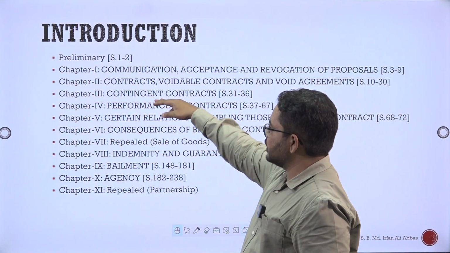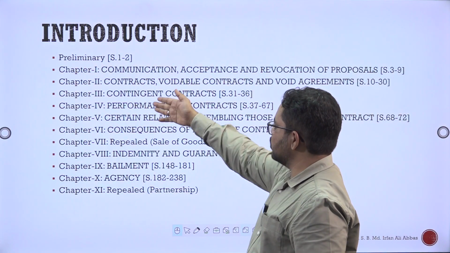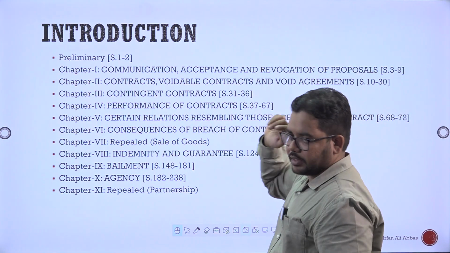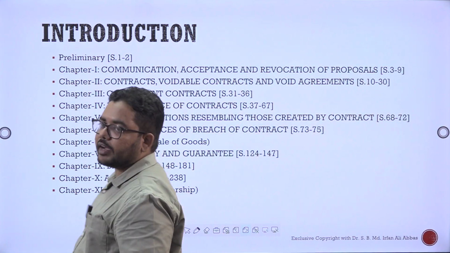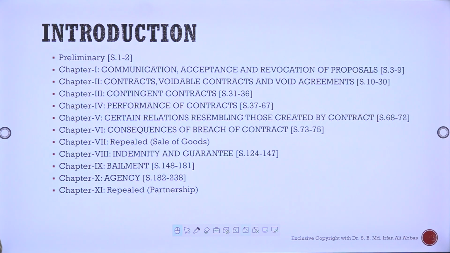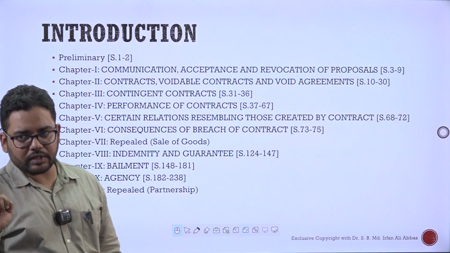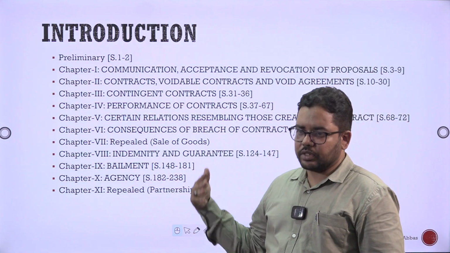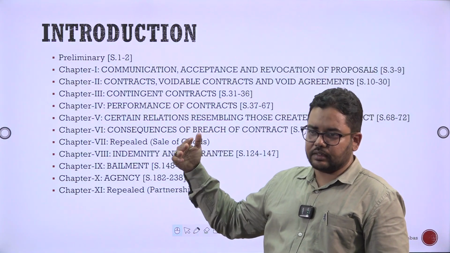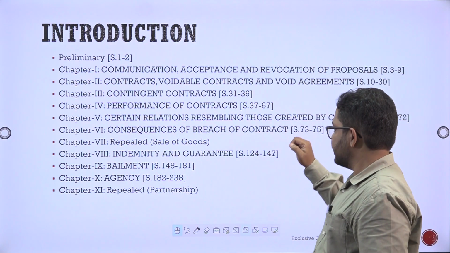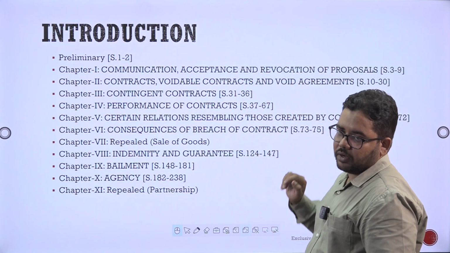Then you have chapter 2, which deals with contracts, voidable contracts and void agreements. Contracts here means valid contracts. So what are the essentials of a valid contract? Section 10 particularly speaks about it. We will be dealing with that in detail, with respect to majority of parties, acceptance, unequivocal acceptance, consideration, etc. Then you have voidable contracts.